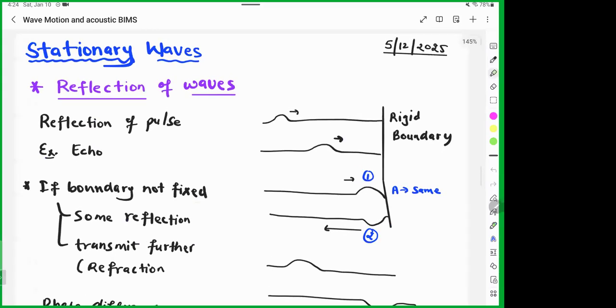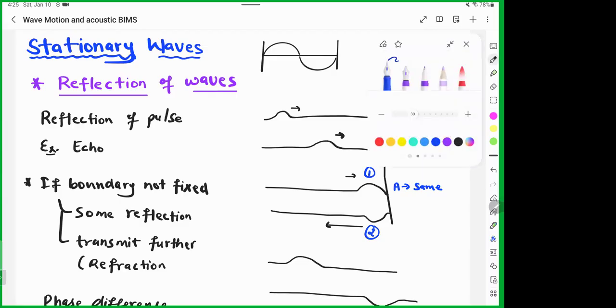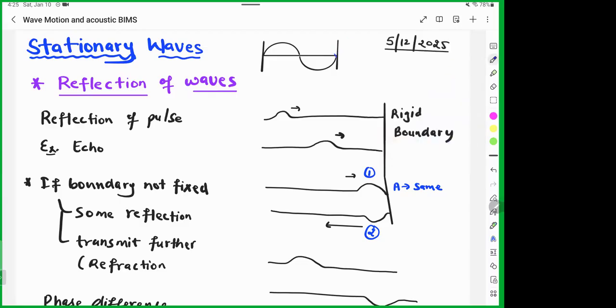Yes or no? Yes. So, what is the stationary wave? For example, take these two rigid sides and imagine there is a string attached to the two rigid parts. For example, this is going like this first. Then it will come back and it will form like this.